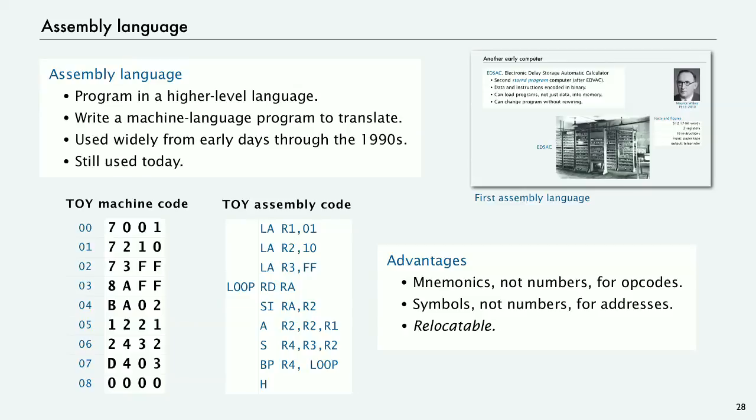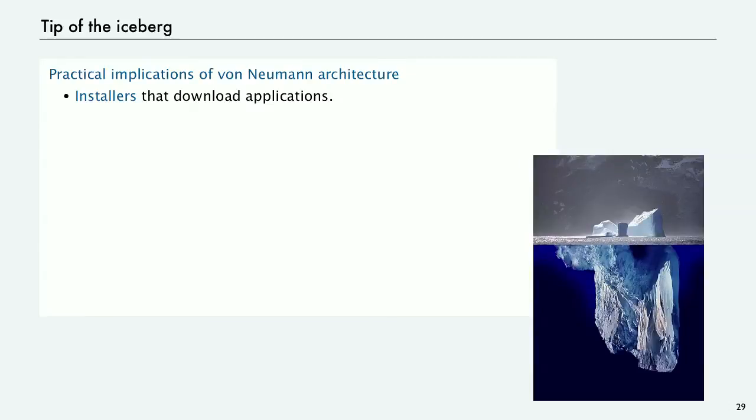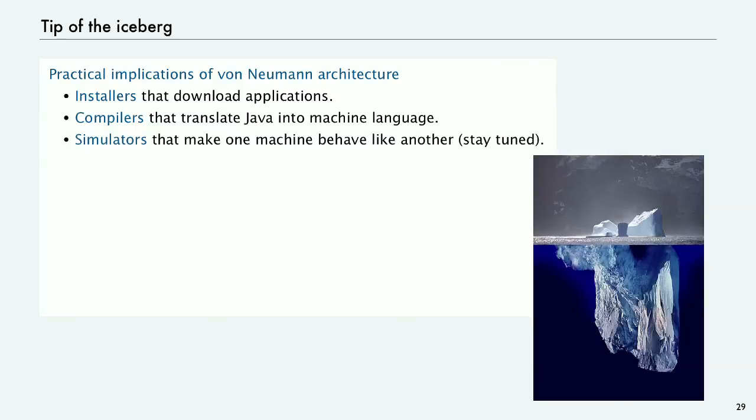which is extremely efficient and it's important for performance critical applications. And that's just the tip of the iceberg. Nowadays we use programs that process programs all the time. Again, if you have an installer and you're downloading an app, that's a program that loads a program into your machine. A compiler translates your Java program into machine language. Simulators take code for one machine and make it pretend that it's another machine. We'll look at that in a minute.